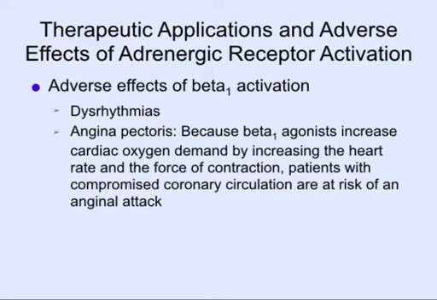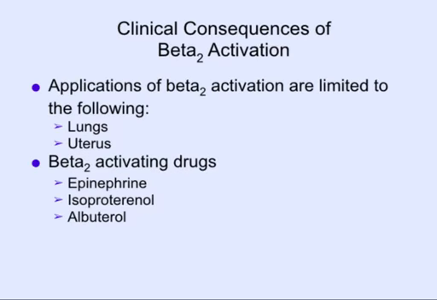Some adverse effects of beta 1 activation, it can actually cause dysrhythmias or angina, so they'll get chest pain because that beta 1 will increase the oxygen demand in the heart. So because you're bumping up that heart rate and the force of contraction, it's putting more workload on that heart. So patients that have underlying compromised coronary vessels, or if they have atherosclerosis, they're at risk for having an anginal attack with it.